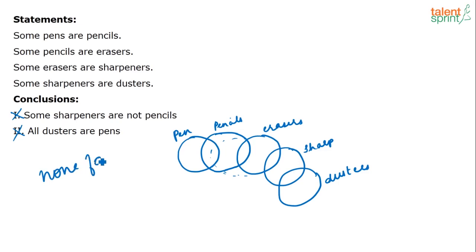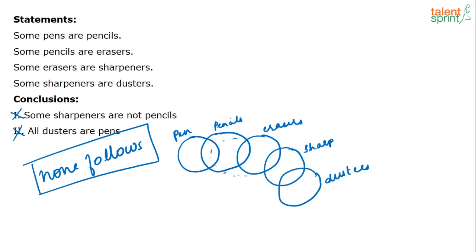Okay, none follows. So here, as I said, first draw the basic diagram and check. If a conclusion does not follow in the basic diagram, then that conclusion is definitely wrong. Always remember that. First always check for the basic diagram. A basic diagram is the one where you draw with minimal overlapping. If it is not following the basic diagram, then definitely that conclusion is false.